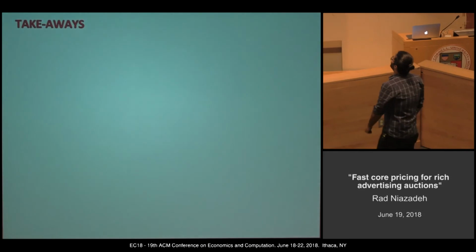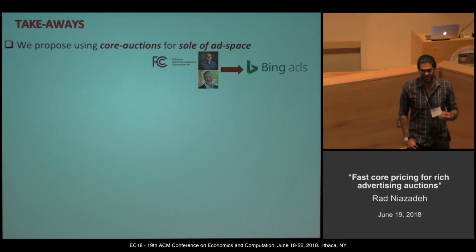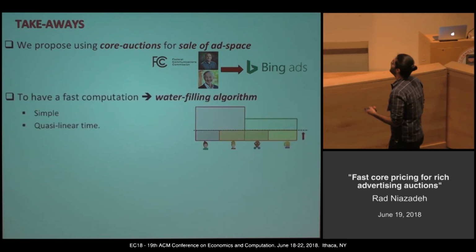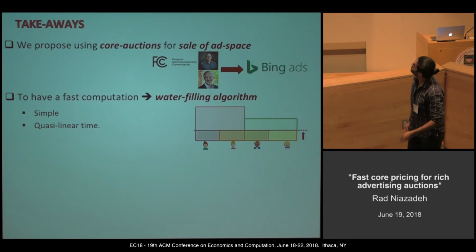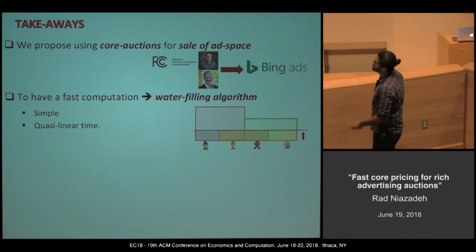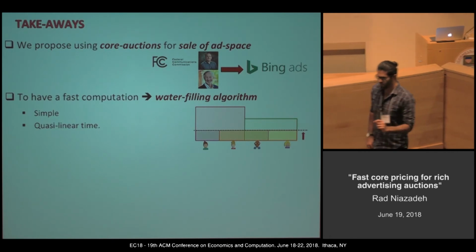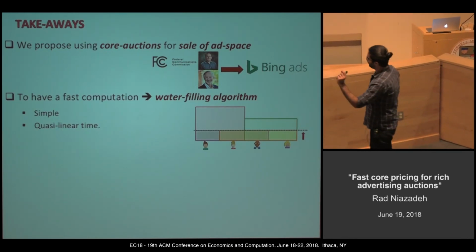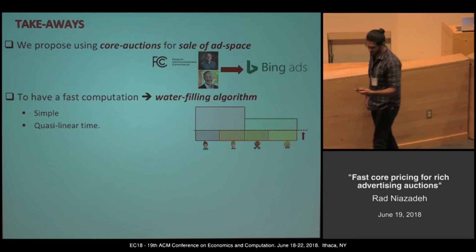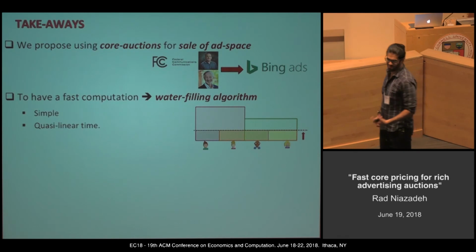So let me wrap up. I talked about core selecting auctions and how you can use them for sale of address space. I briefly mentioned the water filling algorithm, which is a simple quasi-linear time algorithm that can find some particular bidder optimal core point. I have to mention that we don't find a quadratic payments rule or a minimum revenue core point. It's just some point on the Pareto frontier. So it would be interesting to understand which bidder optimal core point we actually pick.